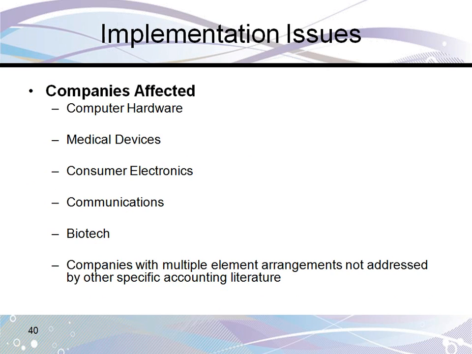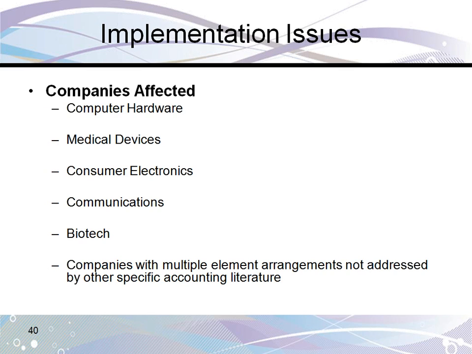So what companies are affected? Well, really any company except a pure software company will be affected by this. So computer hardware companies, medical device companies, consumer electronics, communications, biotech, any company that has a multiple element arrangement that's not addressed by other specific literature, and that's primarily software for technology companies. Now, there are other types of industries and companies that have their own unique revenue recognition. For example, some entertainment, oil and gas, leasing, and finance companies might find themselves under different accounting. But for the most part, we're going to be thinking for revenue recognition purposes that our companies are either under software revenue recognition or under non-software revenue recognition.